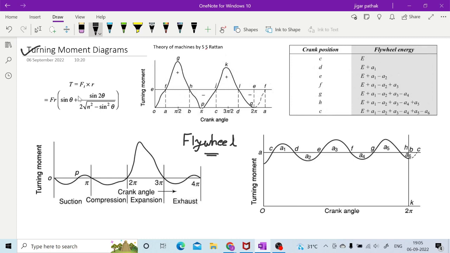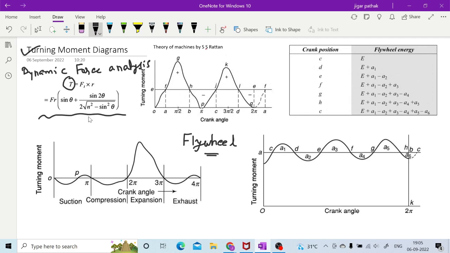So turning moment diagram is actually the torque generated, right, versus the crank angle, right? Here turning moment versus crank angle. So this I have written here for your reference only. This we will see in detail when we see dynamic force analysis, right? This we will see how it has been arrived at, right? So for now you can just have an idea of how this turning moment and crank angle are related.